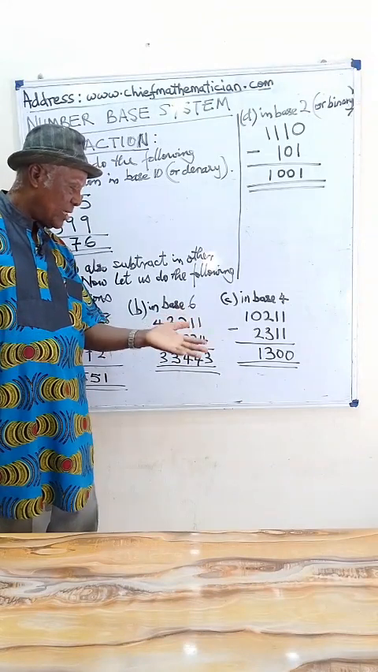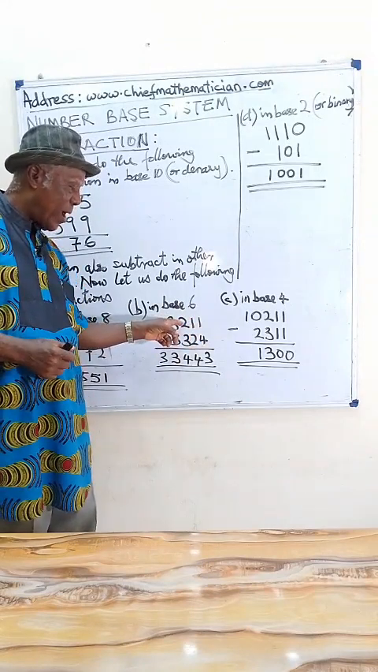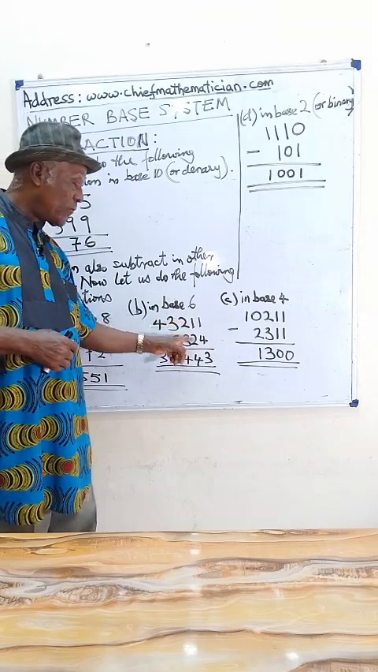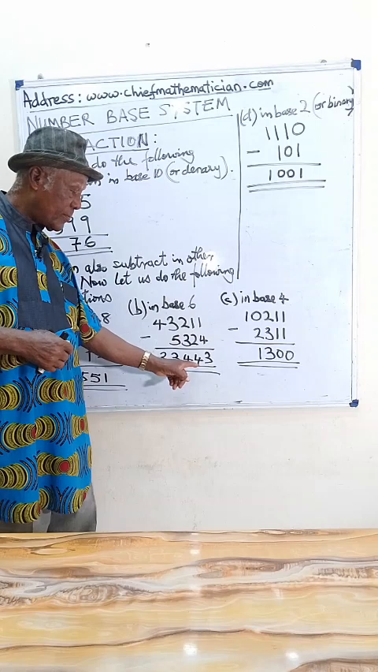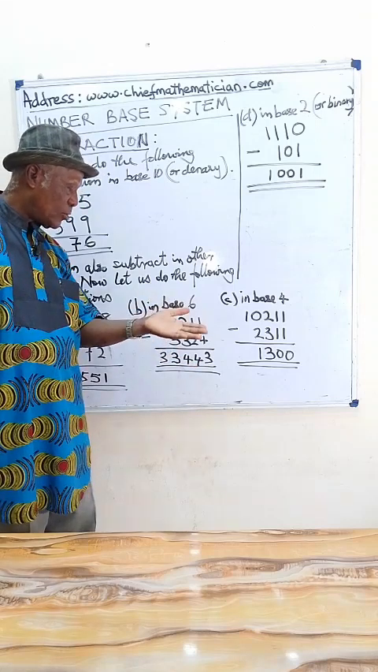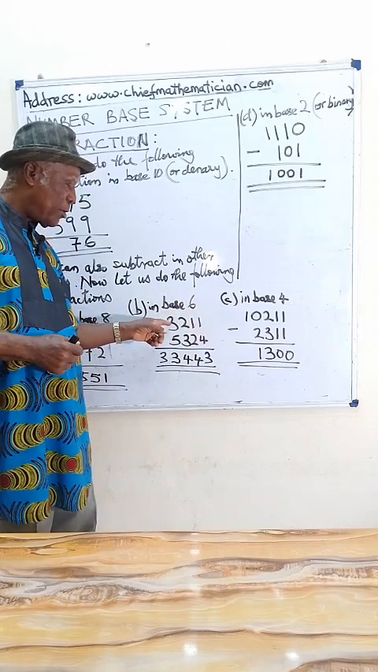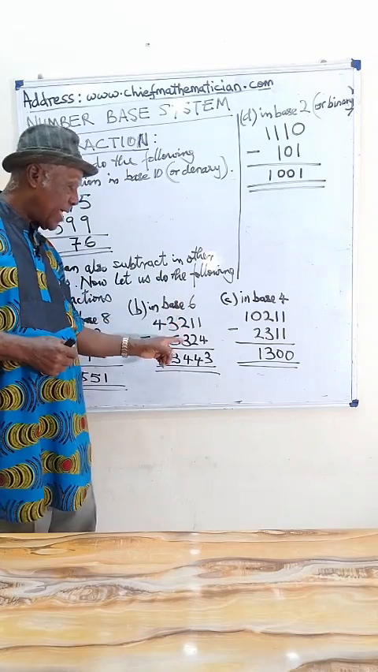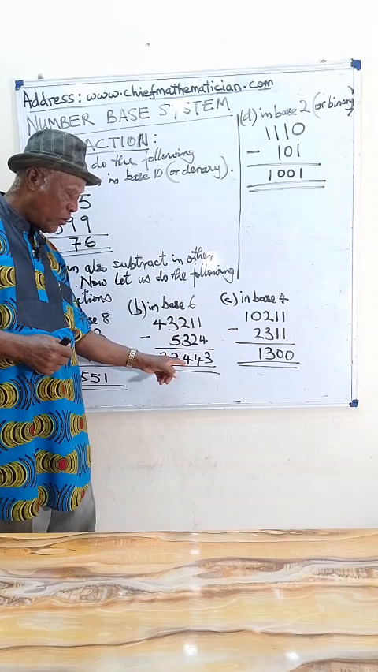2 from 0 is not possible. You go back and borrow 1. The one you are borrowing is one bundle of 6. 2 from 6 gives you 4. You have 1 left there. 3 from 1 is not possible. You go back and borrow 1. The one you are borrowing represents 6. 6 plus the 1 left here gives you 7. And 3 from 7 gives you 4.